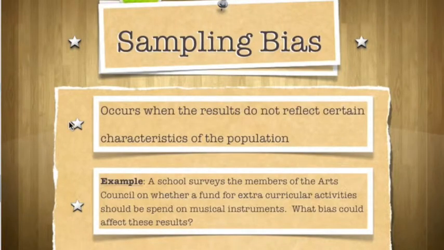So let's do sampling bias. Real simple, it just happens when certain characteristics of the population are not reflected. A good example is if you are in a school and the Arts Council wants to see whether extracurricular money should be spent on musical instruments. The bias there is that the Arts Council has a vested interest in that money going towards musical instruments, so the entire student population is not reflected if they only survey themselves.